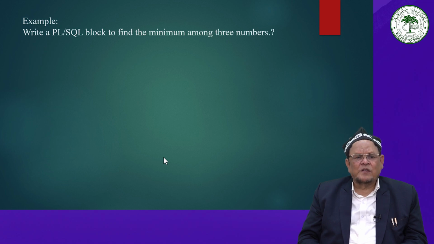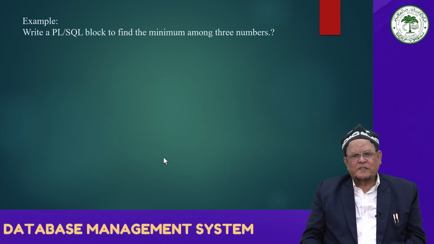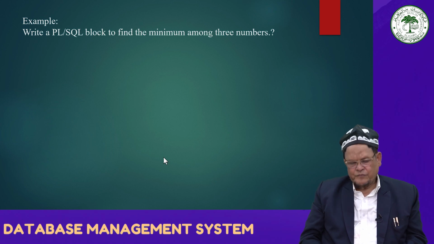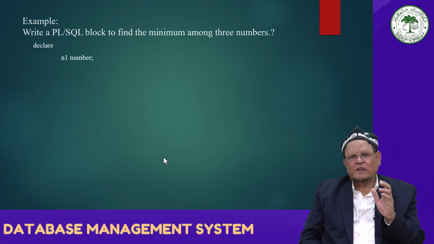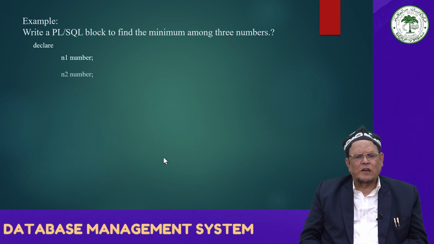The next question: write a PL/SQL block to find the minimum. If 3 numbers are given, then how will you do it? You have to declare the variables. So here you have to define 3 of them: n1 number, n2 number, and n3 number. Then you have to find the minimum, so the minimum you have to also declare.